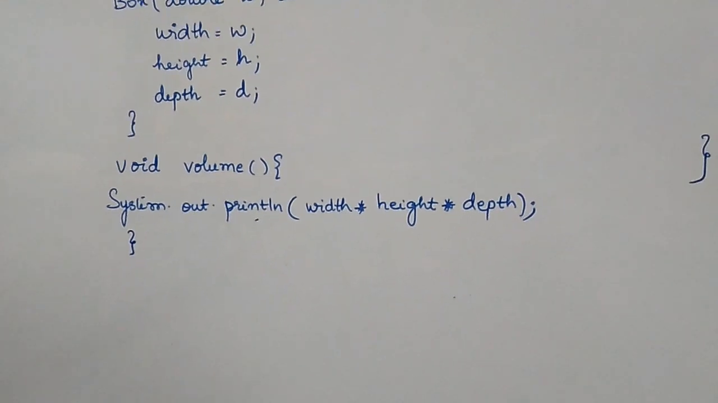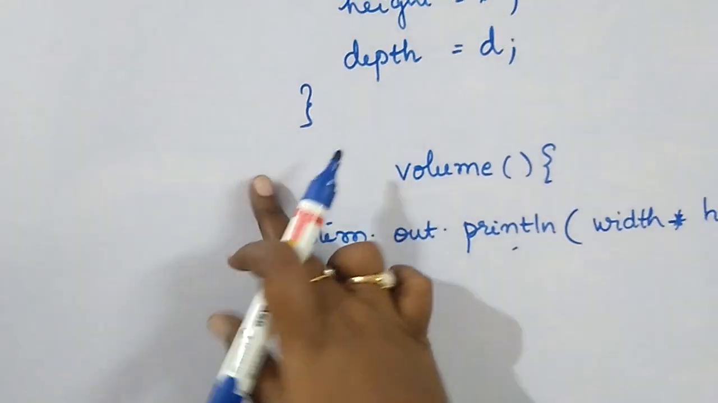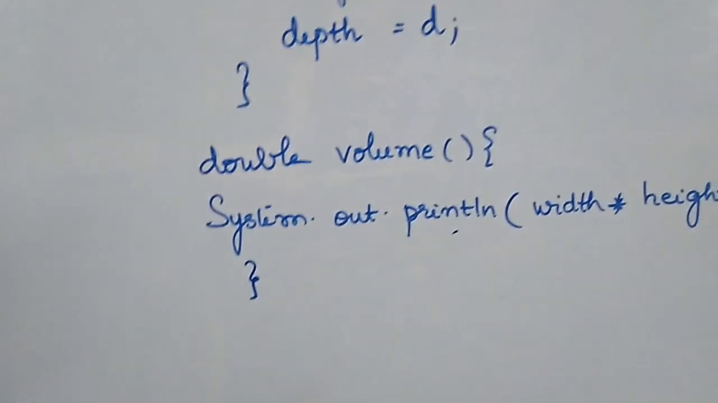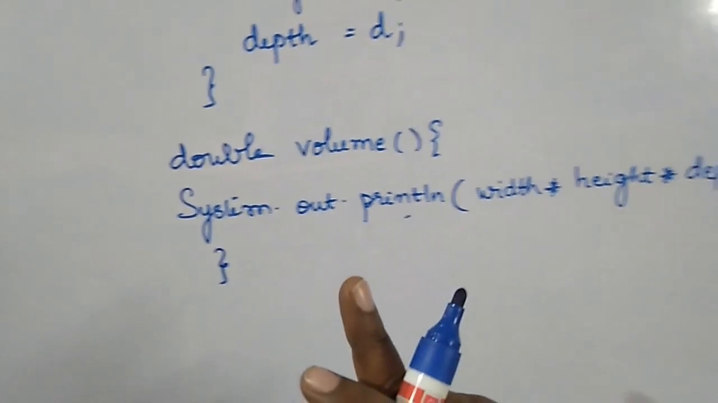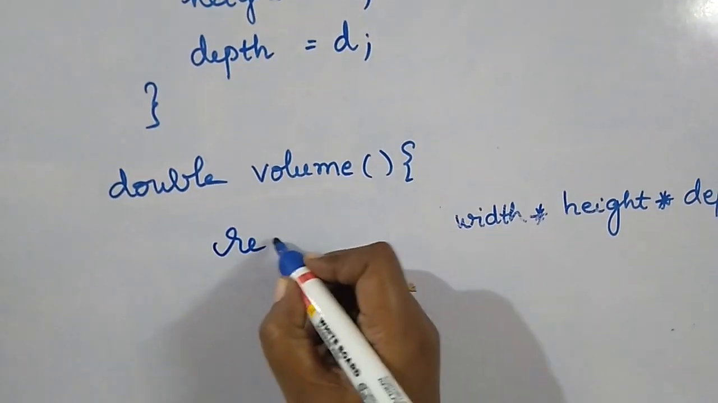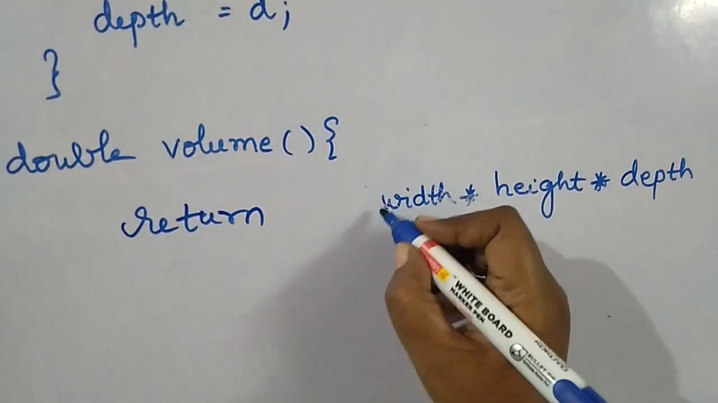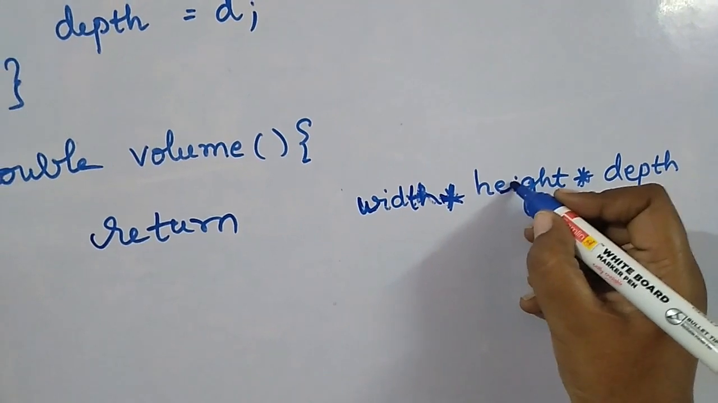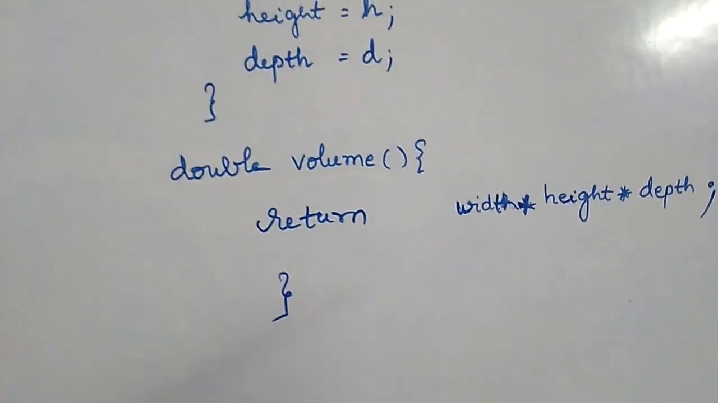Now we'll add the return type to the volume method. So the return type will be double. So this is returning double type. Since it is returning something, I need to have the return statement inside volume. So I say return width into height into depth, and a semicolon at the end, and I'm putting a closing bracket.